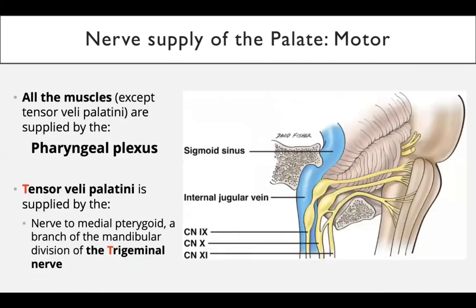And then motor was by the pharyngeal plexus, except there was a vagabond, tensor veli palatini. T for tensor and T for trigeminal nerve. The trigeminal nerve was supplying the tensor veli palatini.